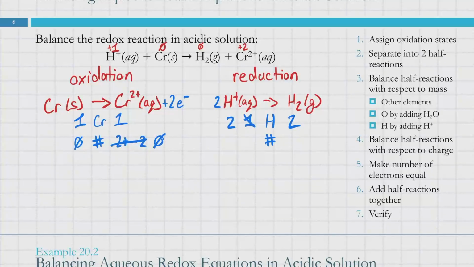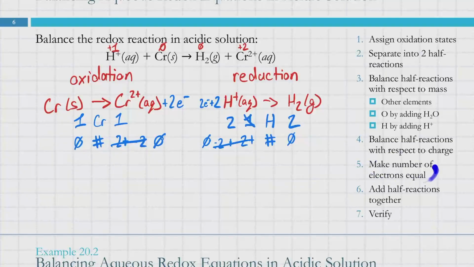2, because we've got 2 H plus ions. And so our charge on the left side here is 2 plus. Our charge on the right side is 0 because we've just got neutral hydrogen. So to balance out this 2 positive charge, we need to add in 2 electrons on the left side. And that'll balance out the positive charge, so both sides are neutral now.